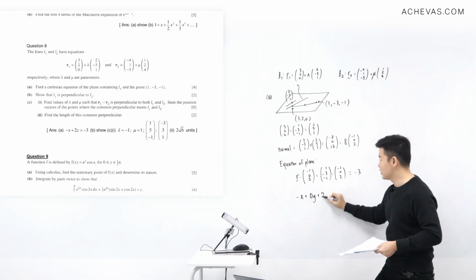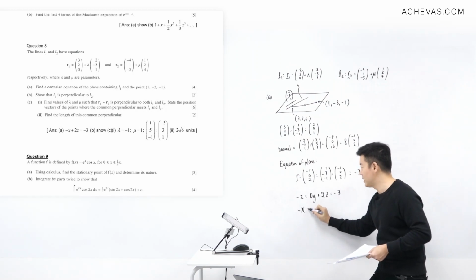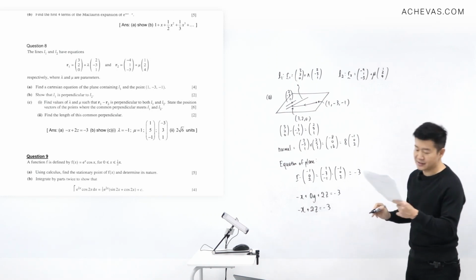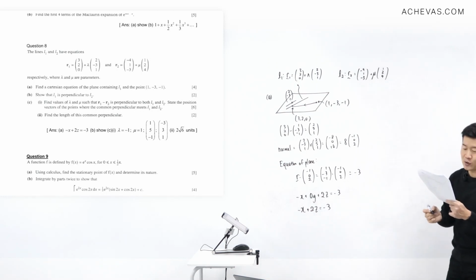Then z times this is going to be 2z is equal to minus 3. So the Cartesian equation is going to be minus x plus 2z is equal to minus 3. Let's take a look at B.